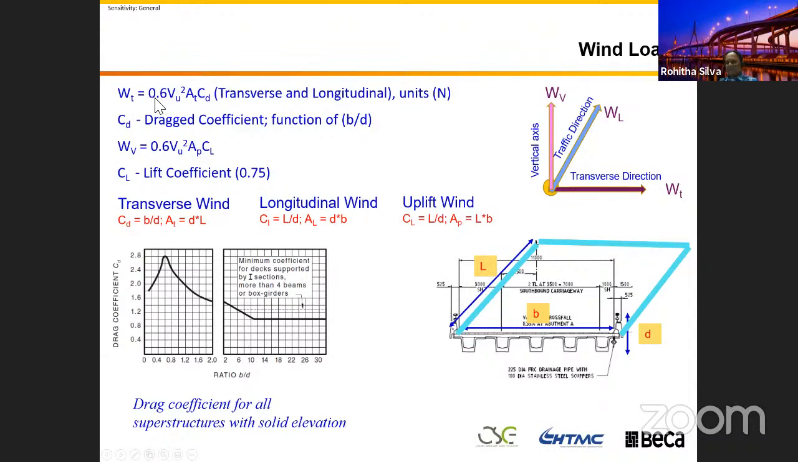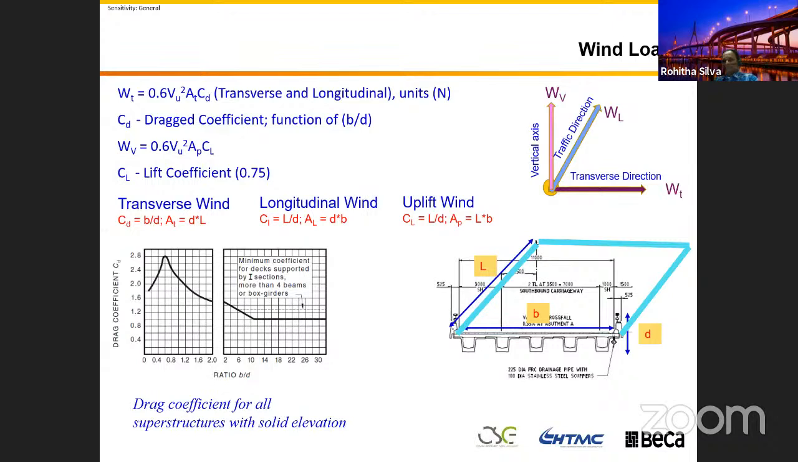We divide that one, you get a 0.6 V_u times area times the aerodynamic coefficients: the drag coefficient and the lift coefficient. Those things, the Australian standard gives you the figures to calculate in the same way. If you use the Eurocode or British standard, you can calculate them too.